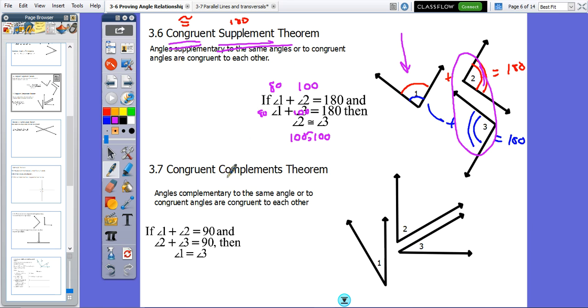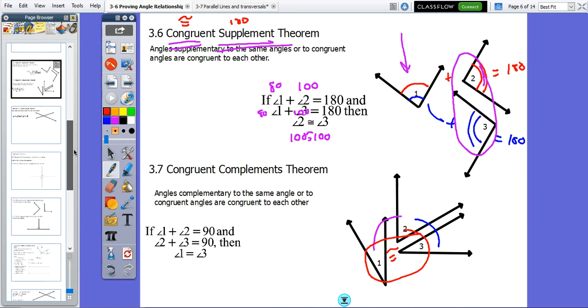The congruent complement theorem works the same way. If I have two separate angles, so 1 and 2 together give me 90 degrees, and 2 and 3 give me 90 degrees, then the relationship of 1 and 3 is they are congruent. They have to be the same. All right.